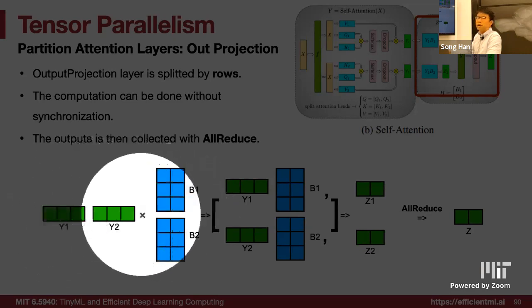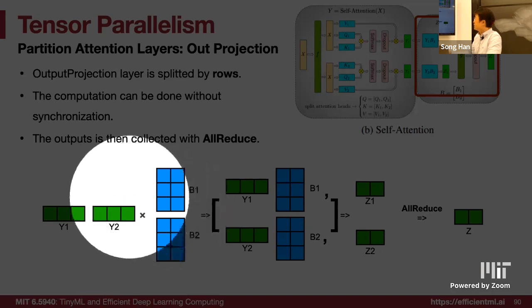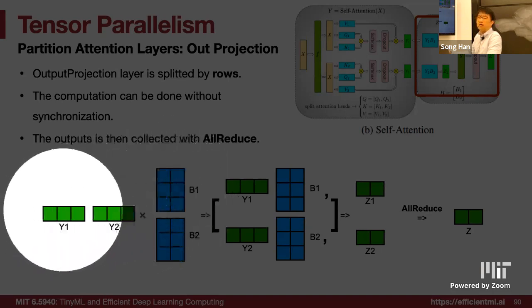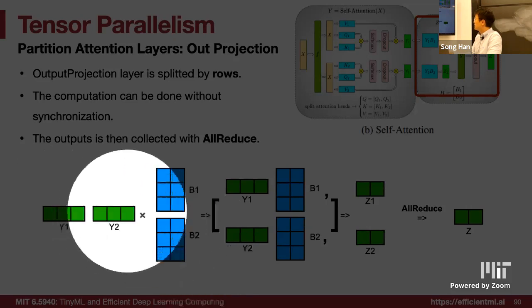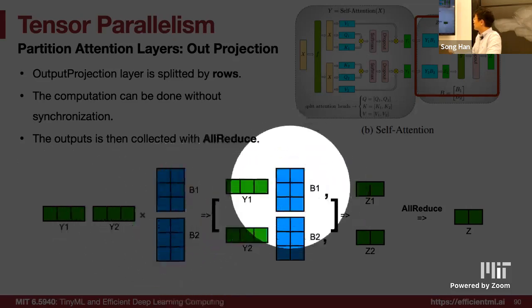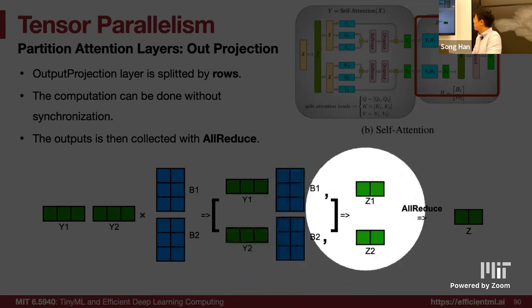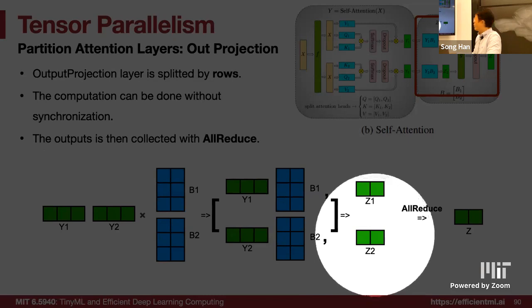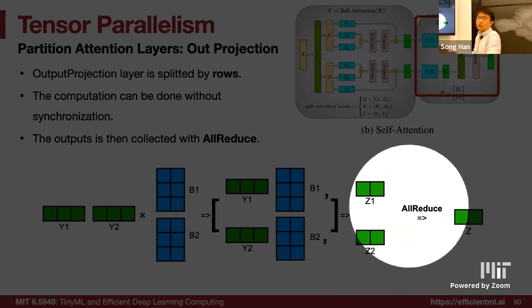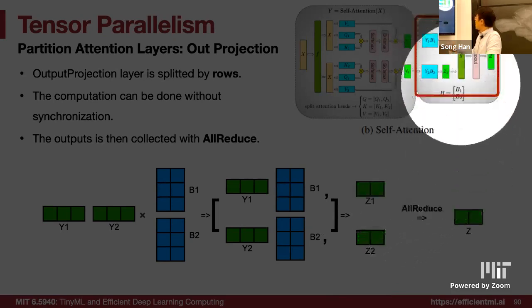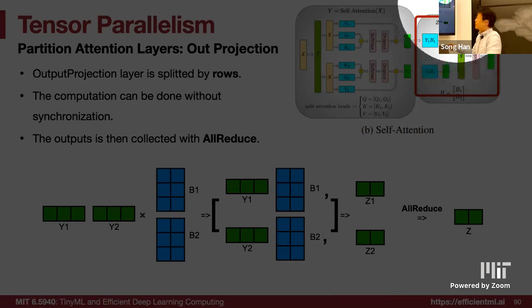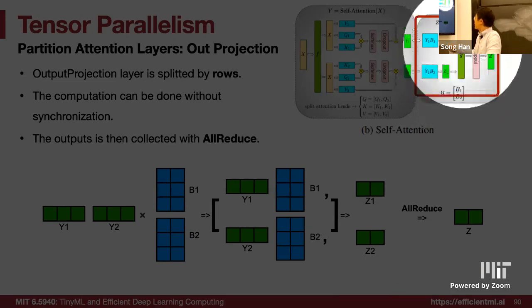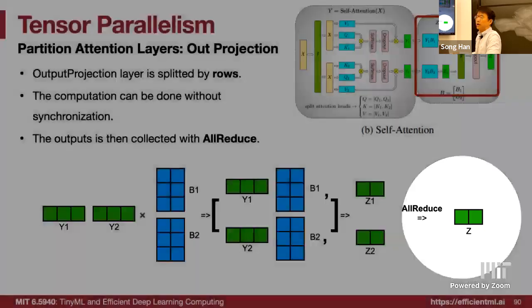So we split the output projection horizontally, such that we can do B1 with the first half and B2 with the second half. So Y1 is multiplied with B1, Y2 is multiplied with B2, and similar to before, we get these two intermediate outputs, Z1 and Z2. And finally, we do all reduce. Now we need this all reduce operation, this communication right here. We do a communication in the end to get the final Z.